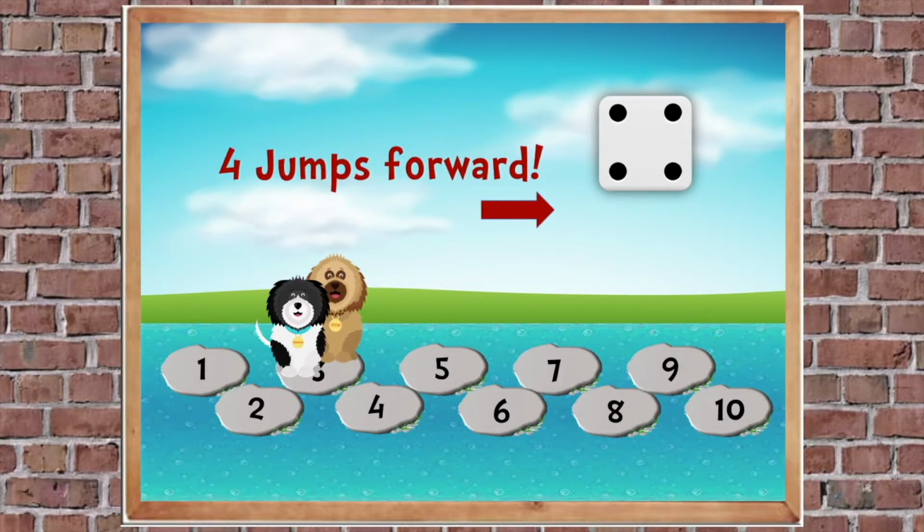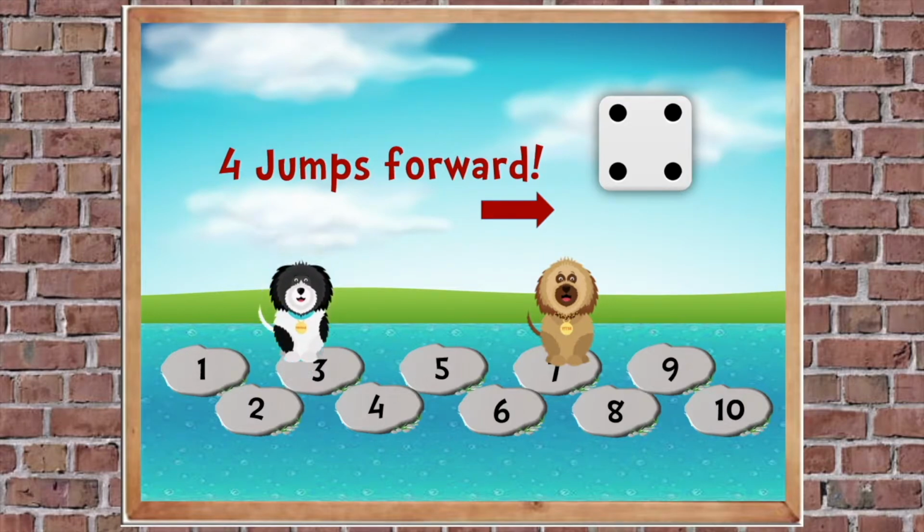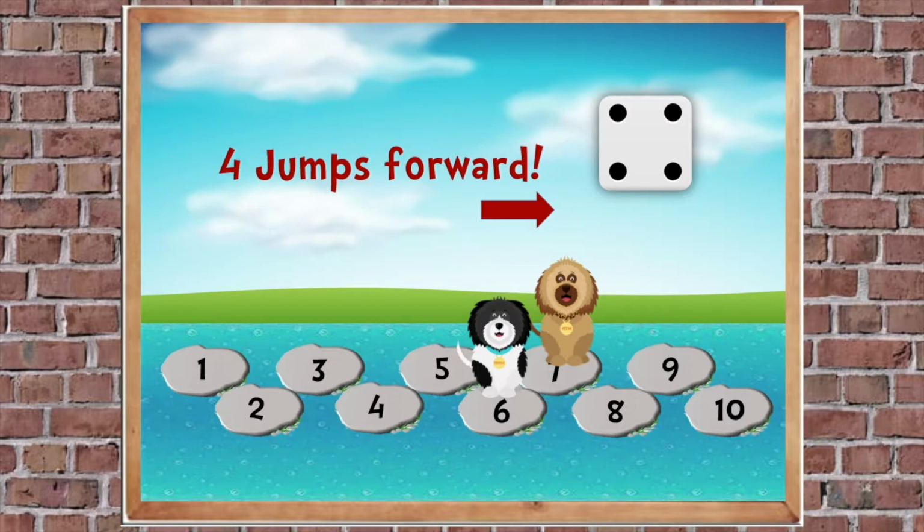Here we go. 1, 2, 3, 4. Excellent. She's landed on number 7. Right, now Barney's turn. Here we go. So 4 jumps forward. 1, 2, 3, 4. What's happened there? How are they on different numbers? Shouldn't they be on the same number?